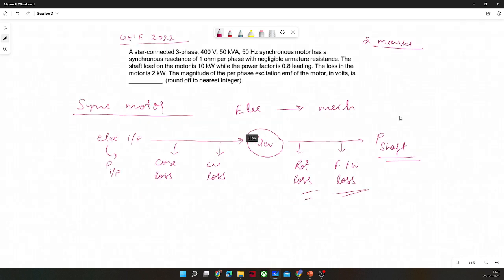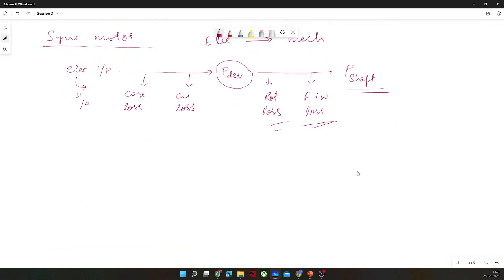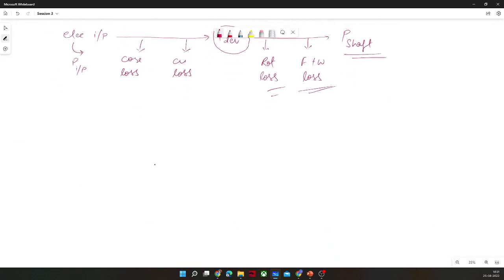Now, let us see in terms of equivalent circuit as well. It is indicated in terms of lumped parameters. Vt, terminal voltage.